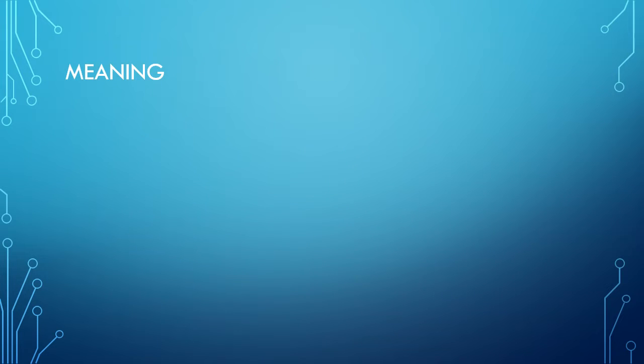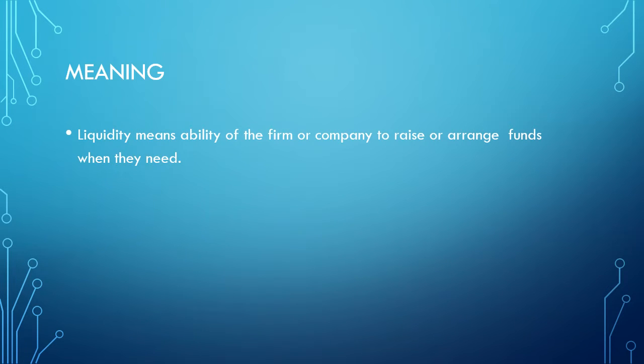Before moving to short-term liquidity ratio, we need to understand what is liquidity. Liquidity means the ability of the firm or company to raise or arrange funds when they need. That means if the company wants to pay rupees 6,000 in the next month, we should check whether the company is able to pay the 6,000 in the next month. If we have any resource available for that, the liquidity position is satisfied. So liquidity means we arrange or raise the fund when the situation demands.